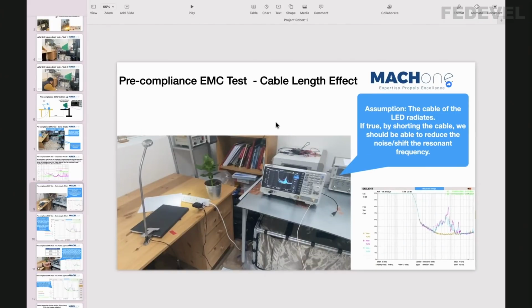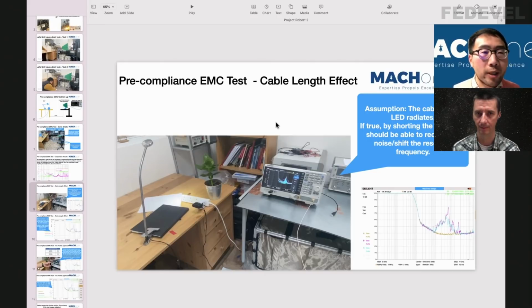Normally, radiation occurs because there's some cable structure, and a cable can radiate quite easily. So as general advice, people will say, let's try to shorten the cable and see if we can bring down the noise. Shortening the cable is normally what they suggest as the first step. And that's what we are going to try now? Yes, exactly.